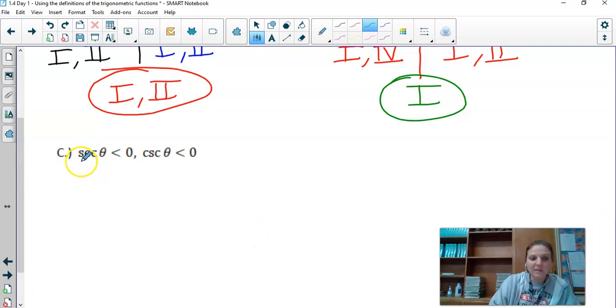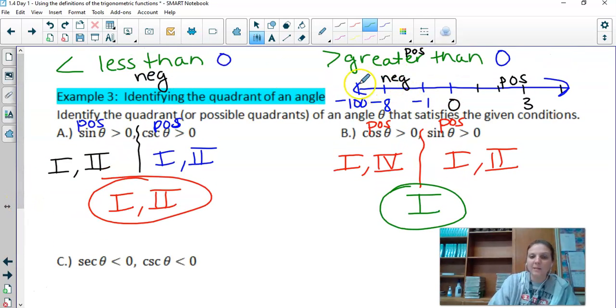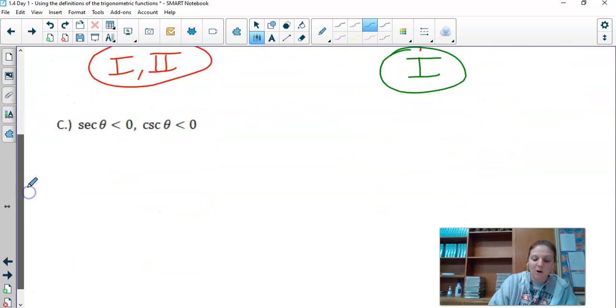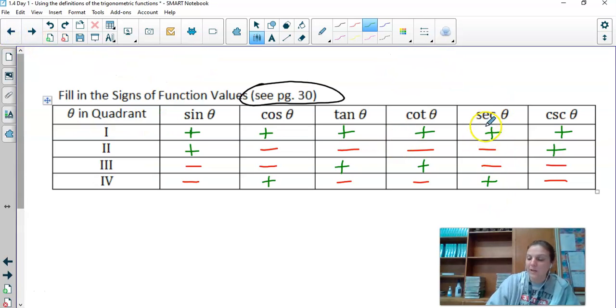This time it says secant of theta is less than 0. So that means we're looking, according to what we wrote up here, less than 0 means we're looking at things that are negative. And again, this one's less than 0. One thing that your book likes to do is sometimes it will give you one of each. So just make sure you're paying attention to that as you're writing these out. Okay, so secant of theta is less than 0, which means negative. Let's look for secant. Looking for negative, it's going to be 2, and it's going to be 3.